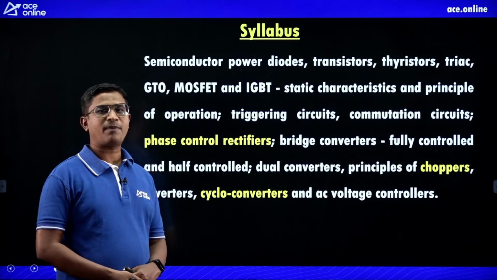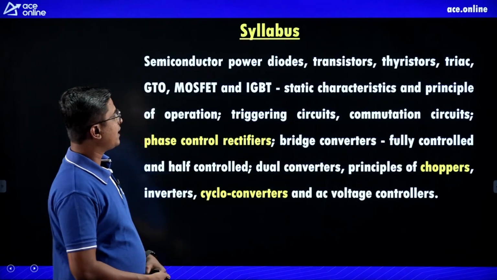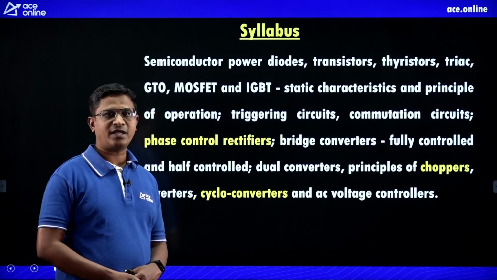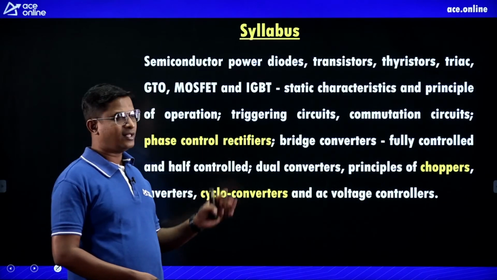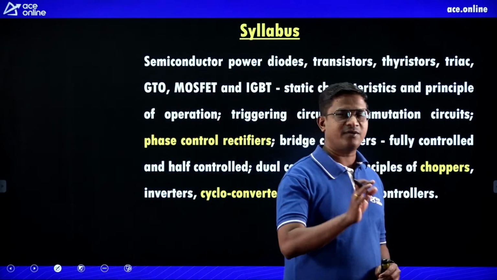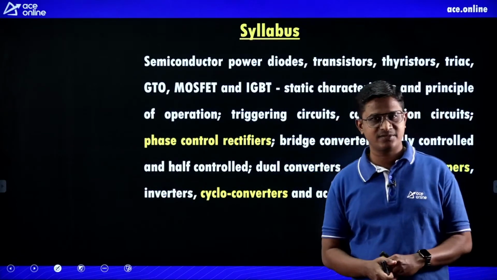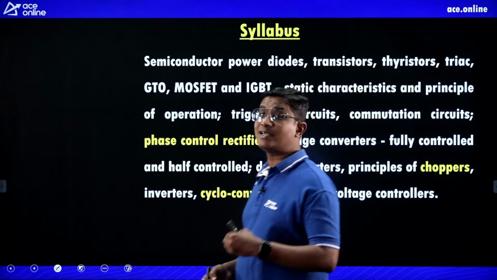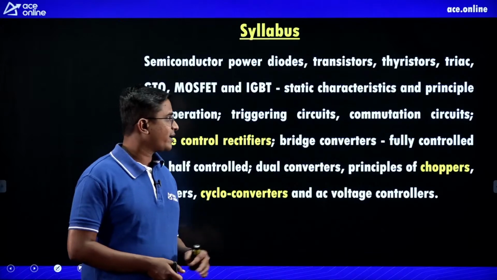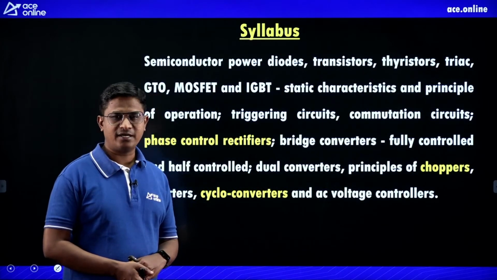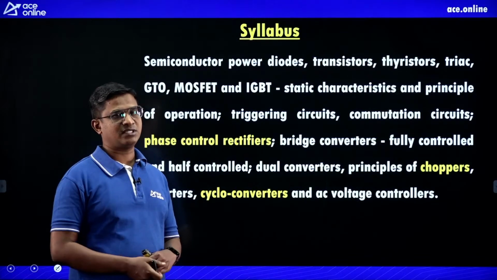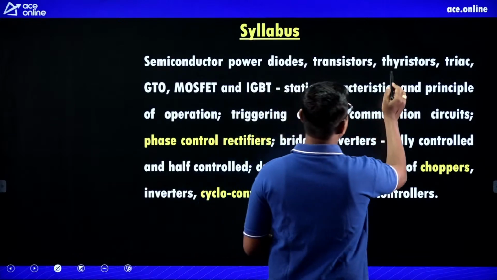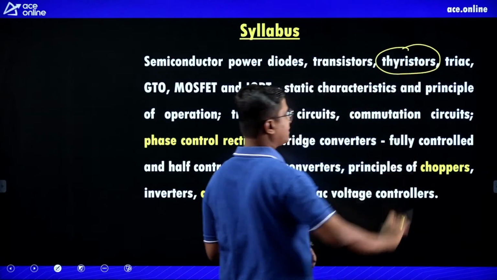First is semiconductor power diodes, transistors, thyristors, TRIAC, GTO, MOSFET, IGBT. All these are the power semiconductor devices, or you can say the switching devices. If you check at the BTech level also, you might have studied these devices. As long as the previous year question papers are considered, you will get most of the questions related to the switch SCR, or you can say the thyristor.